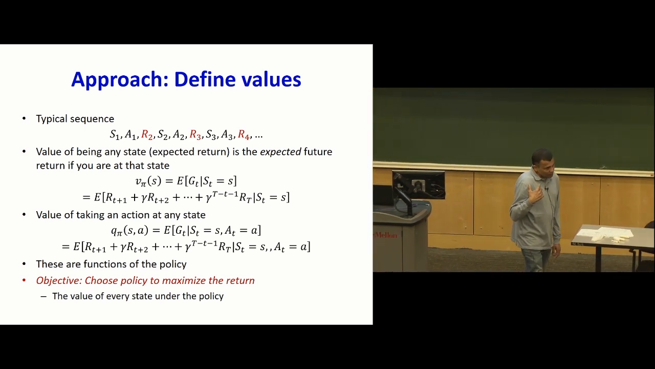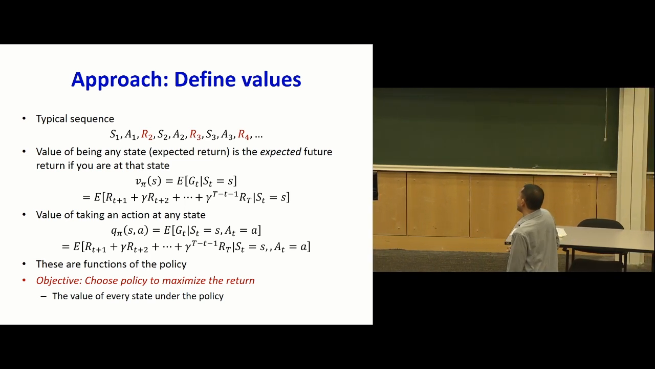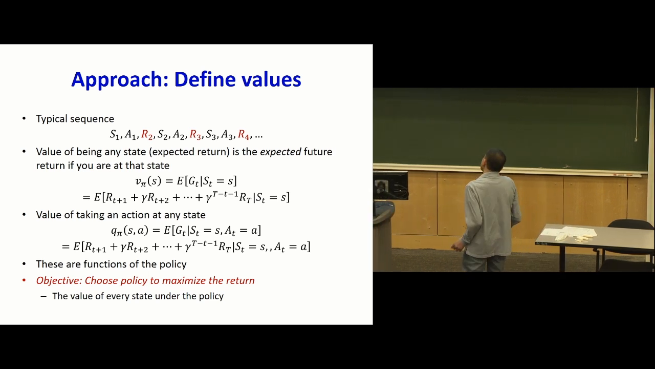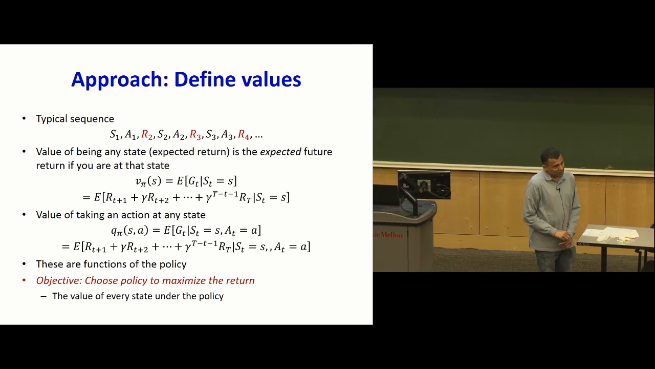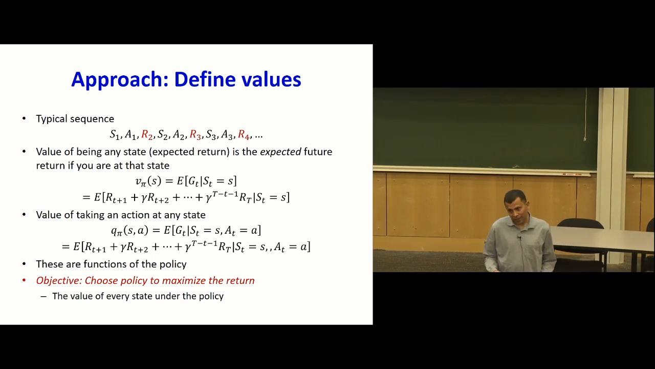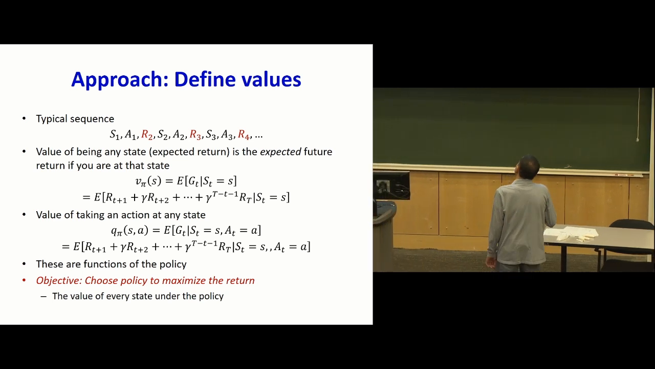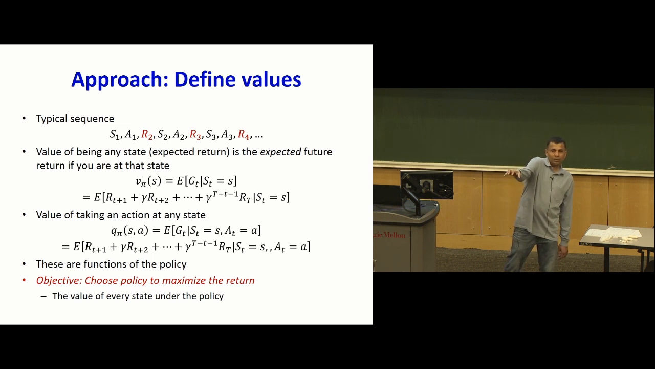So let's just think of a typical episode of what happens to the agent. The agent starts off in some state S1, takes an action A1, gets an immediate reward R2, but then the environment changes to state S2. So from S2, the agent takes another action A2, gets a reward R3, but then the environment changes to S3, and so on. And this happens. So the value of being in any particular state is the expected discounted return going all the way into the future. So that's how we defined it.